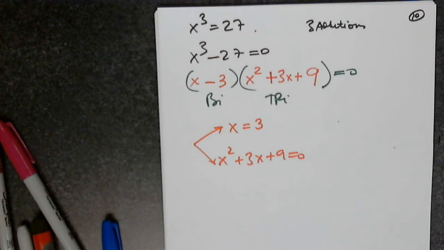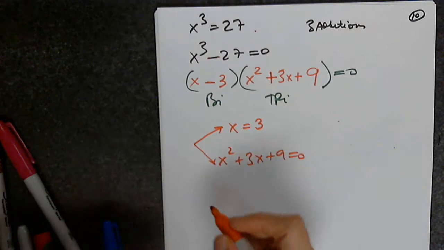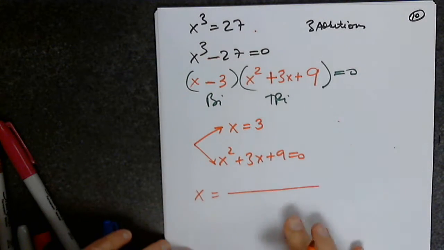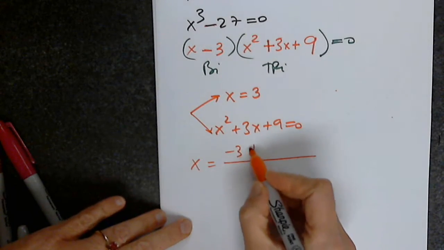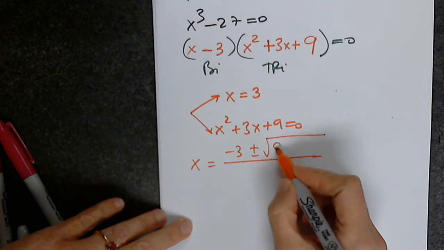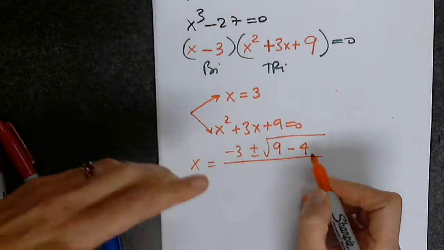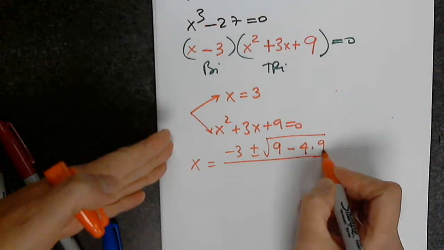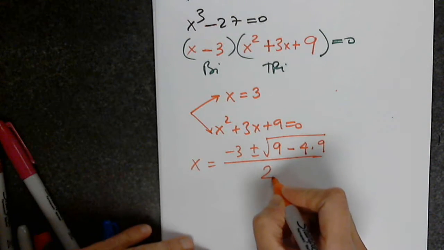Don't even try to factor this. It's not factorable. But I do have a method to solve this. What is that method? Yes. So let's apply the quadratic formula. So x equals -3, yes, plus or minus the square root of 3 squared, which is 9, minus 4 times 1 times 9, over 2.